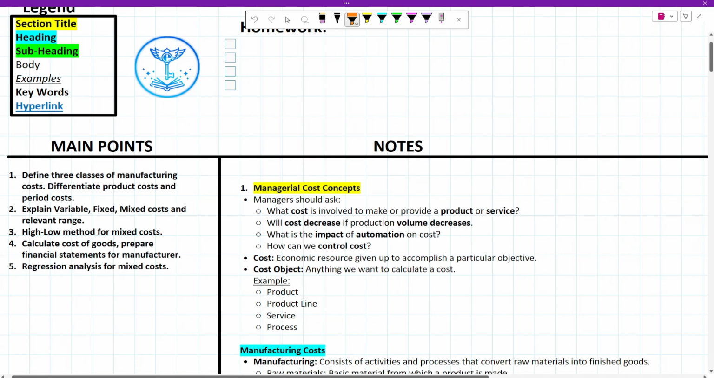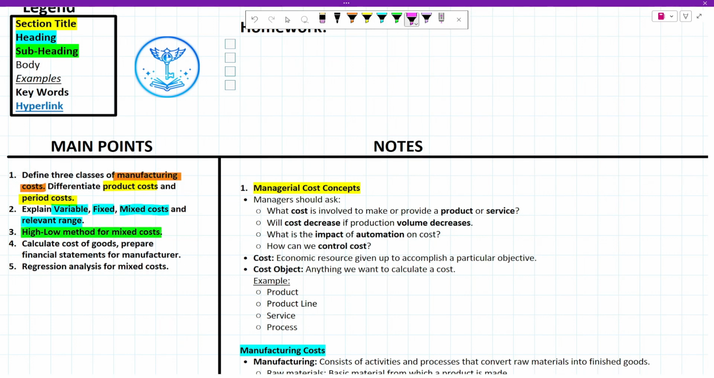One, define three classes of manufacturing costs, and differentiate product costs and period costs. So what's the difference between product costs and period costs? Two, explain variable. I'll highlight that in blue. Variable, fixed, mixed, and relevant range. Three, high-low method for mixed costs.